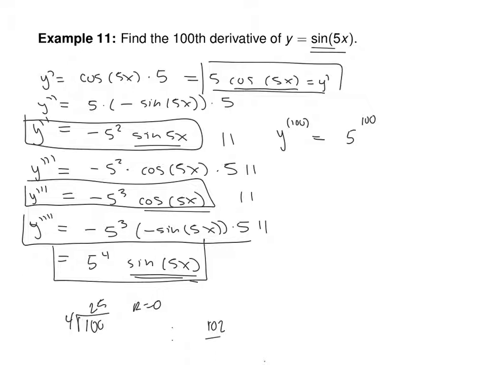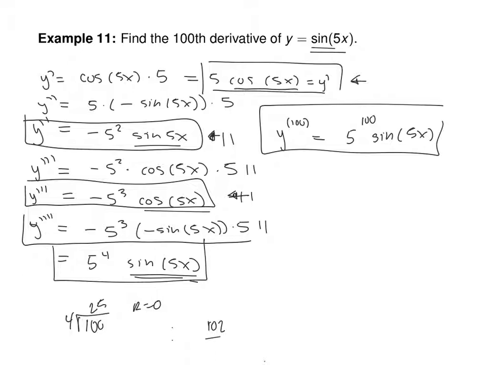So this will be positive sine of 5x. Would it be cosine? No, it would definitely be sine. This time I know I'm right. So if you get a remainder of 1, you're in the same category as the first derivative. If you get a remainder of 2, you're in the same category as the second derivative. Remainder of 3, you're in the same category as the third derivative, and you don't get remainder of 4, that's remainder being nothing, you're back in the original or the fourth derivative.